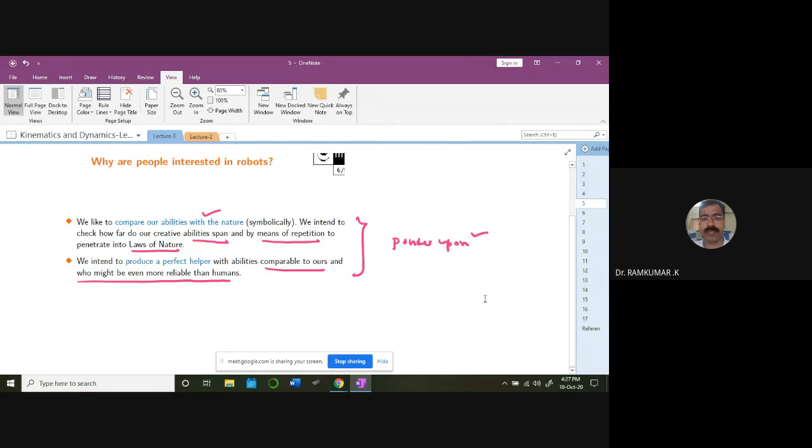So always we have that deeper inner desire for a perfect helper to do menial jobs, as well as repetitive, dull jobs which we may not be interested in doing, and who may even be more reliable than human beings. How far our creativity span and the limits of repetition to penetrate into laws of nature go is also quite important.